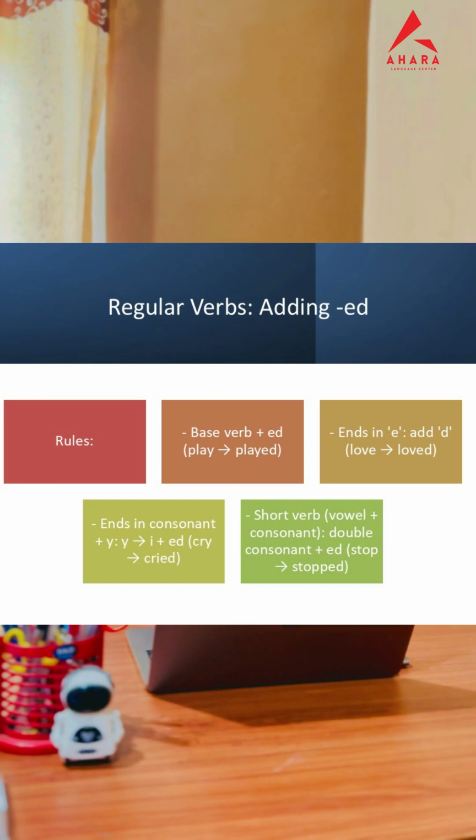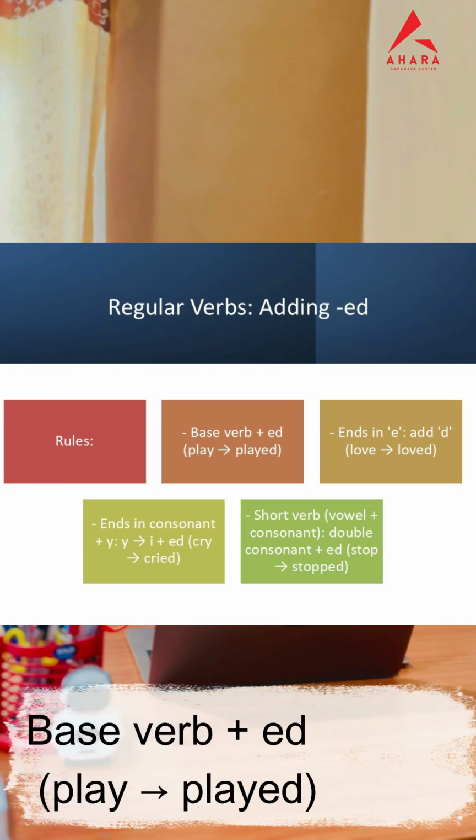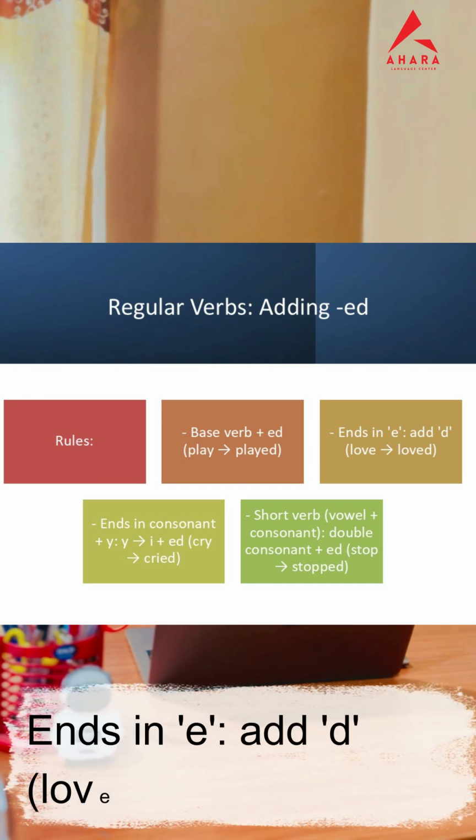Let's dive into the regular verbs and see how they are working. The first rule to use with the simple past tense: base verb plus ed. In most situations, we will apply an ed at the end of the verb. For example, play, played. Then, if the verb ends in e, we will add d. Remember, if the verb ends in e, we will be adding just a d to the verb.